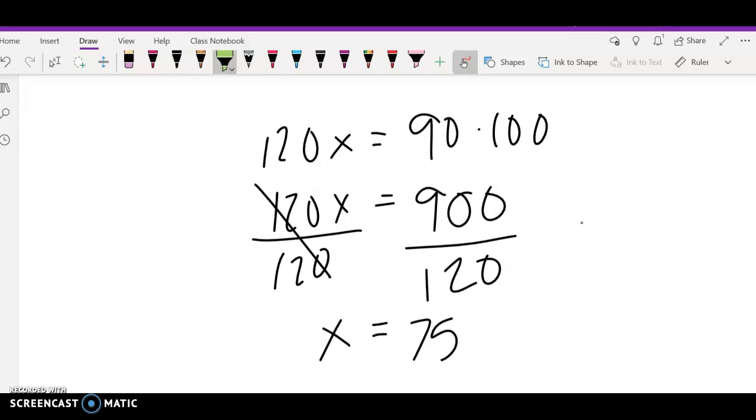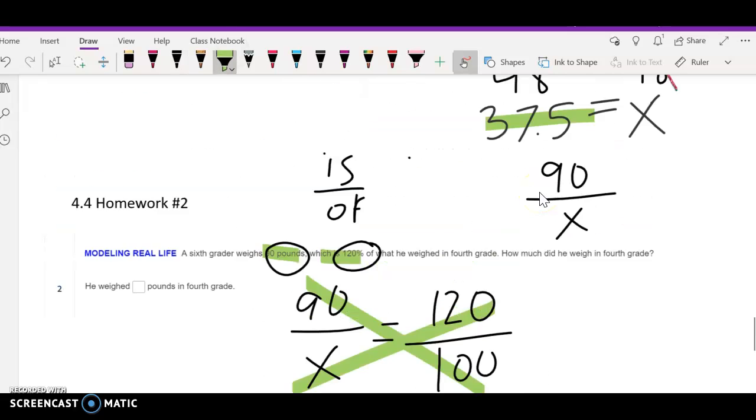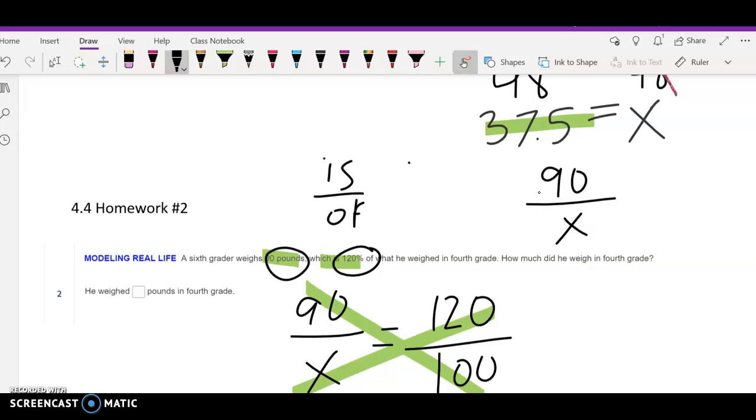I want to think for a second, does that make sense? So I'm thinking it does, because if a 6th grader weighs 90 pounds, and that's 120% of what he weighed in 4th grade, well, how much did he weigh in 4th grade? Well, he's going to have weighed less than 90 pounds. So first off, I know, because if I look at that answer, 75 is less than 90.